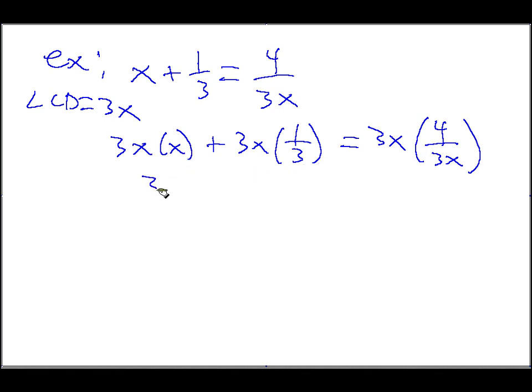So I mentioned 3x times x is 3x squared. No big deal there. All right. 3's drop off. All right, cross cancel there. So x times 1 is x. So plus x equal to 3x is canceled completely. So equal to 4. All right. Are you with me on that?